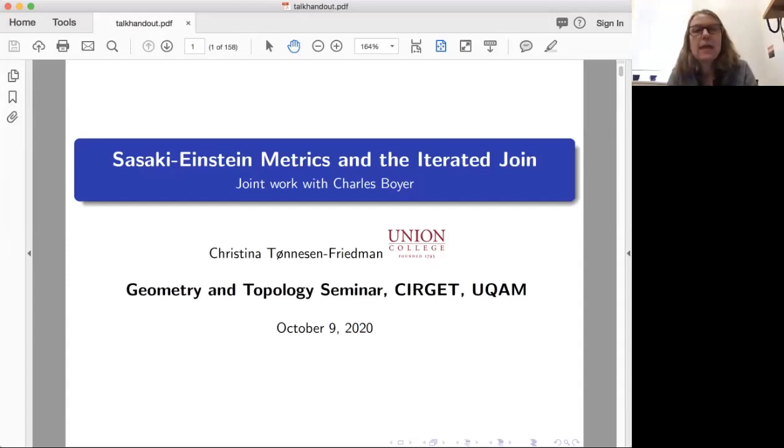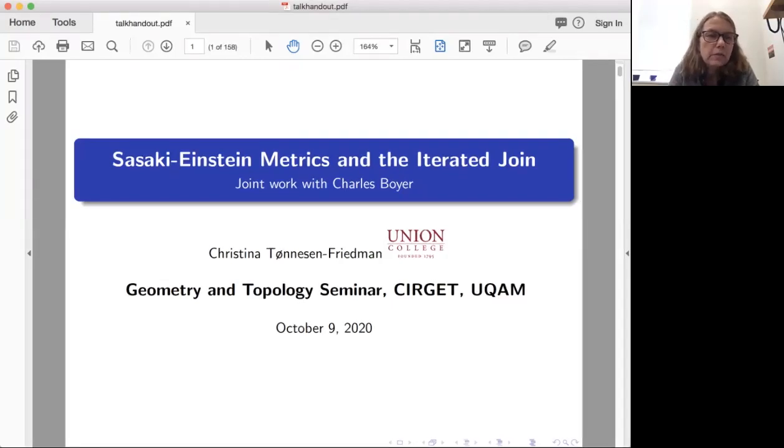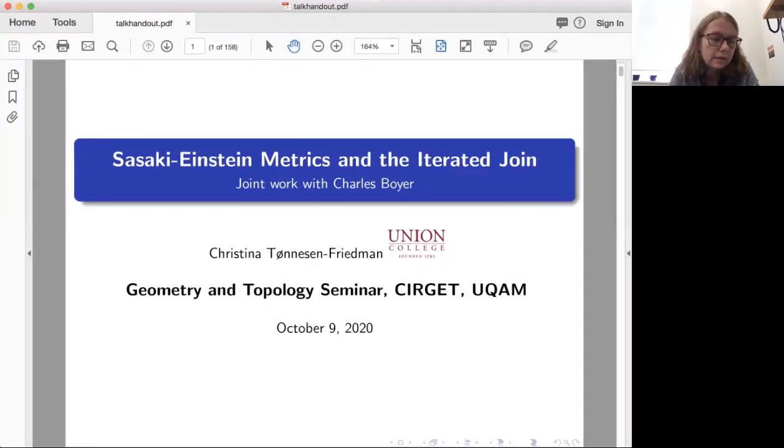So I'm going to talk about Sasaki-Einstein metrics and the iterated join, or rather motivate the iterated join via Sasaki-Einstein metrics. It's almost in the name. Take the Sasaki join, and if you get a good metric, and if it's quasi-regular, try and do the join again and again, and in a non-trivial way, get some new examples.